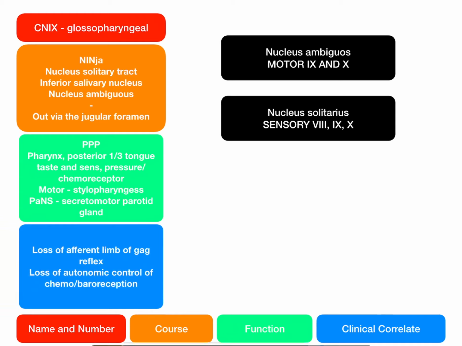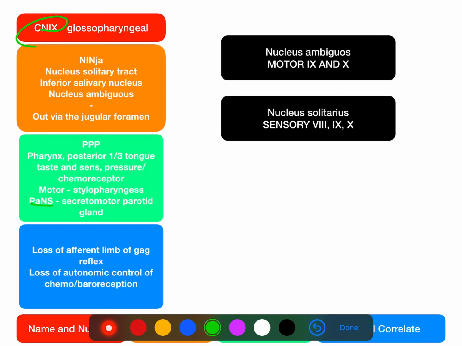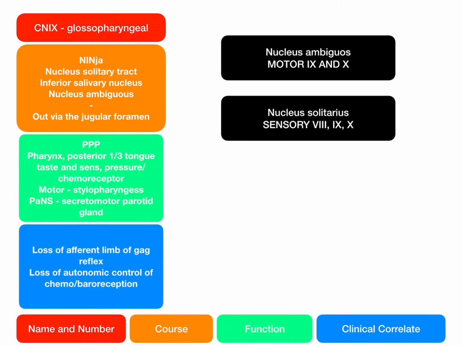And then 2 other key things to remember about the 9th nerve is that it has parasympathetic secretomotor supply to the parotid gland, and a motor supply to stylopharyngeus. One muscle in the laryngopharynx, just one of them. So, therefore, if you lose pharyngeal supply of cranial nerve 9, you lose the afferent limb of the gag reflex. So you poke the back of the throat and nothing happens. The patient doesn't gag or choke or cough, right?